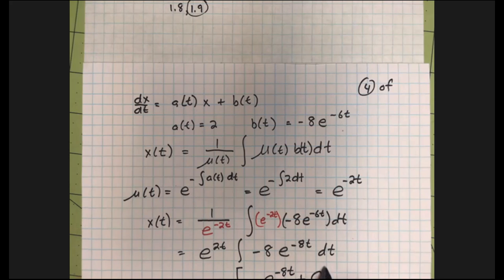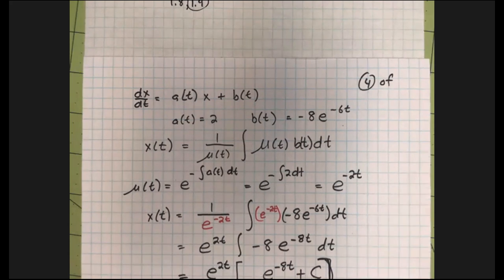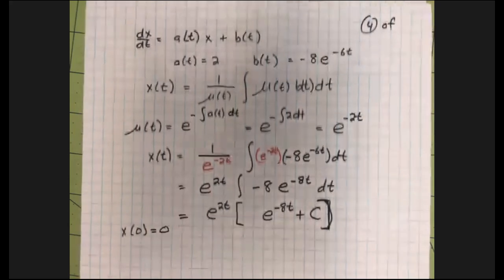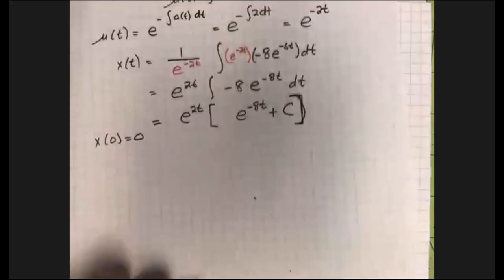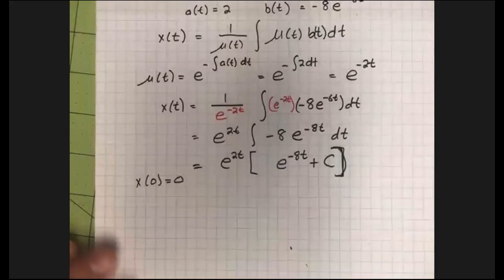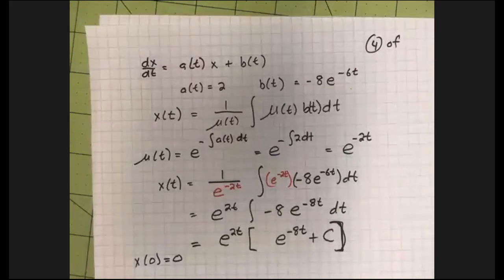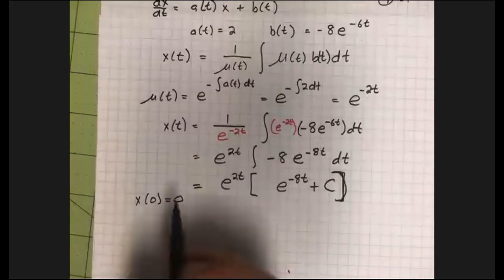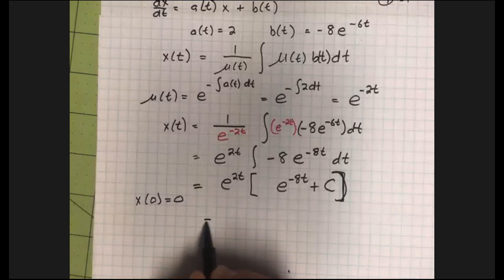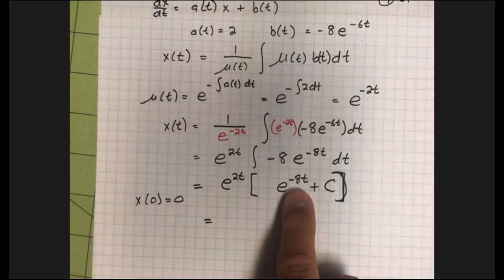This time I have to use a c because I need to incorporate the initial condition. But let's work on the initial condition right now. x of 0 is 0. So when I put 0 in for t, it's safer to just tear off the paper from the beginning when the paper slides easier, doesn't it? Okay. When I use t equals 0, the right-hand side becomes 1 plus c.